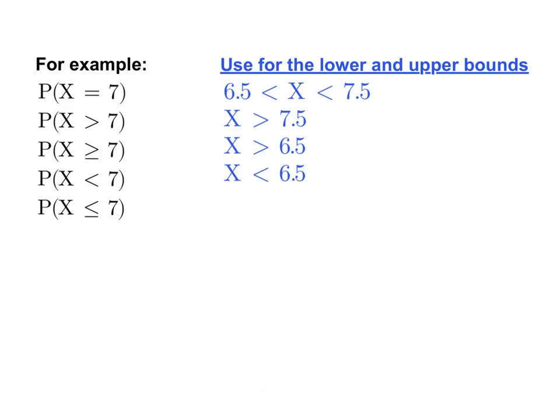Wouldn't the next one be x is less than 7.5? Yes, because we want to include 7. Because this is or equal to and we want to include this number, we actually go above it since it's less than. And then x less than 7.5 includes the 7 in the interval that we need.